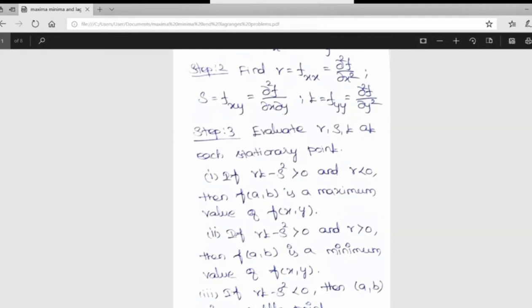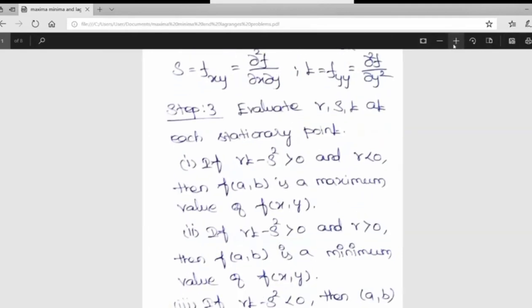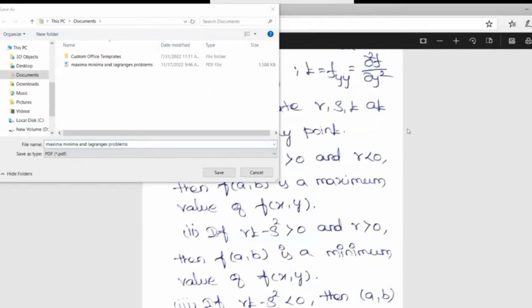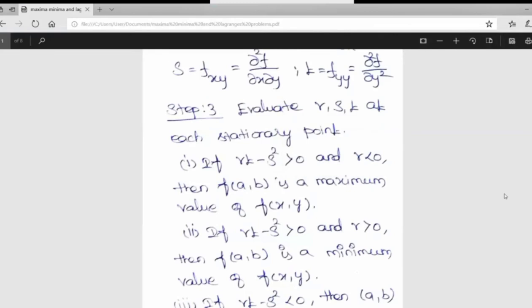So what we have to do here is, if rt minus s square is greater than 0 and r is less than 0, we can judge that our function has a maximum value of f of x comma y. And if rt minus s square is greater than 0 and r is greater than 0, we can say that our function is attaining the minimum value of f of x comma y.